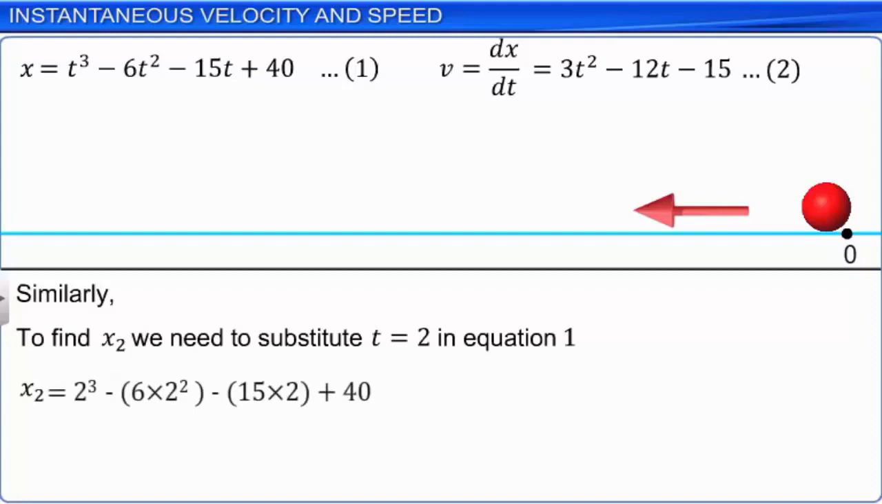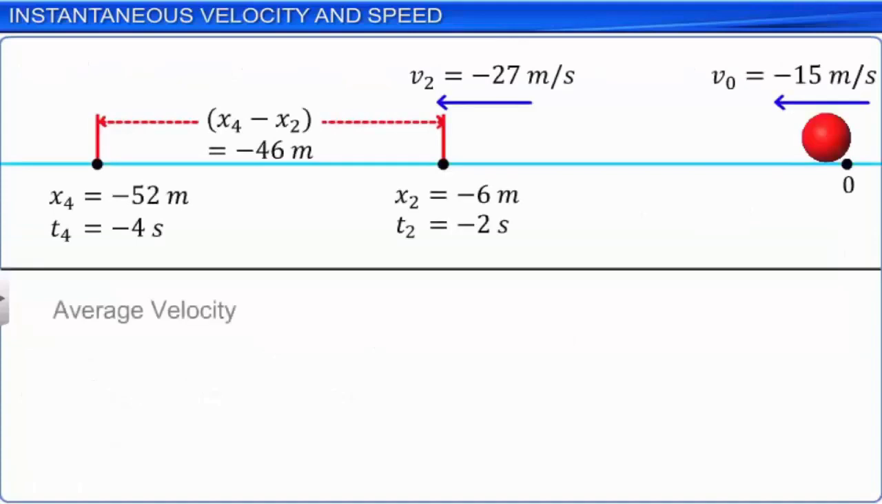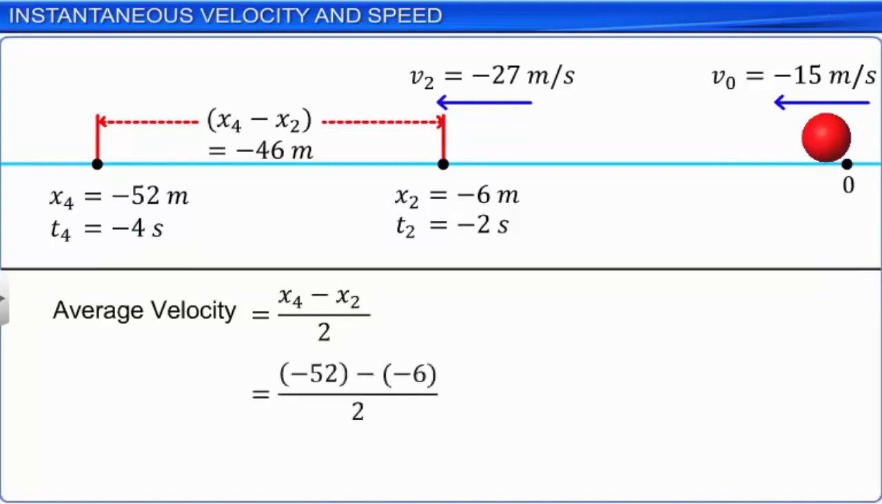Average velocity is equal to x4 minus x2 by 2, minus 52 minus of minus 6 by 2, is equal to minus 46 by 2, which is equal to minus 23 meters per second. Therefore, the average velocity between t is equal to 2 seconds and t is equal to 4 seconds is minus 23 meters per second.